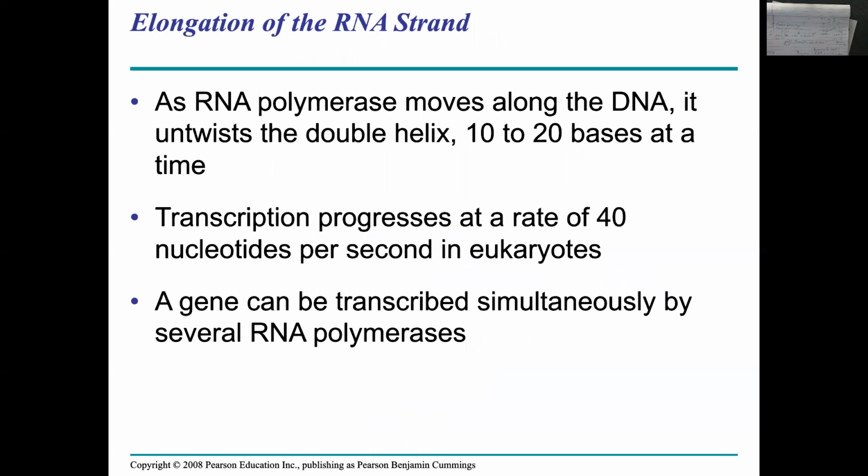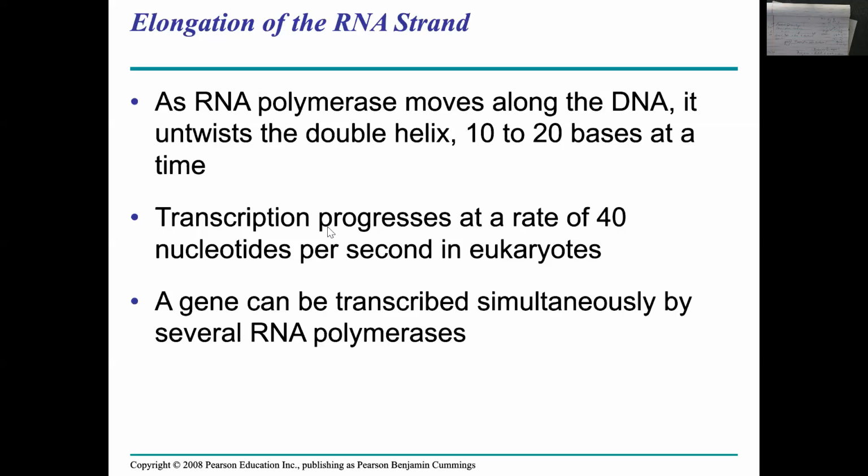So here's the elongation. We'll just run through these slides. RNA polymerase moves along the DNA. It untwists the double helix 10 to 20 bases at a time. This is pretty interesting because if you've ever seen a model of DNA, one loop is 10 bases, two is 20 bases. So we're saying it's about one or two helices long. Just factoids, I guess, when I remember them, I like to shout them out: that'd be about 34 nanometers long, and about 2 nanometers wide.